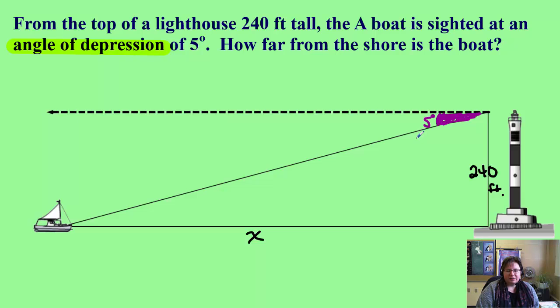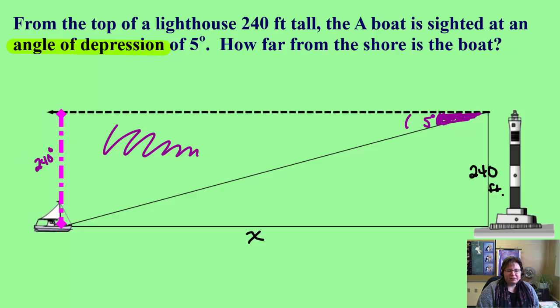You have two choices here. You can either create a new triangle here, or you can use the original triangle and figure out what the angle inside is. So you can either use this triangle or this triangle. It doesn't matter. I'm going to use this triangle to solve because I already have an angle and I have a side length, which is 240 tall.